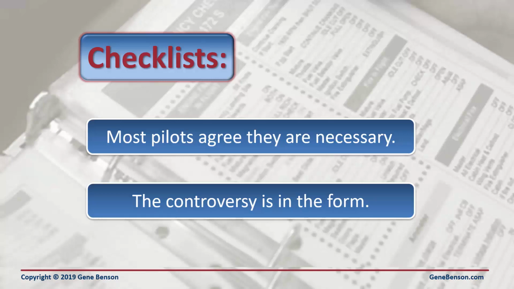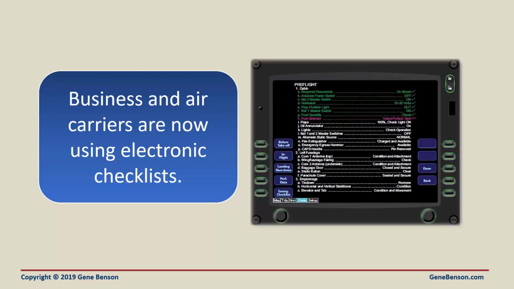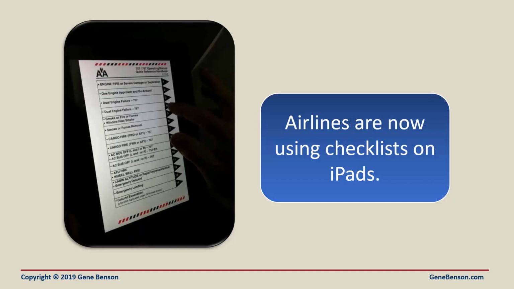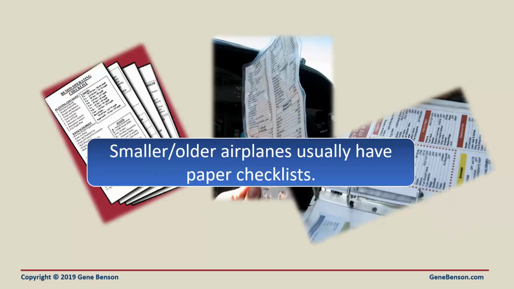But what form they should take, as well as when and how they should be used, becomes a source of controversy. What is a checklist? Checklists can take many forms: read-do and do-confirm. Glass cockpit, business, and air carrier airplanes are now using electronic checklists. These are also beginning to find their way into smaller general aviation airplanes. Several airlines are using checklists on iPads with FAA approval. And many GA pilots are now using checklists on iPads as well. In smaller and/or older general aviation airplanes, we typically use some form of paper checklists.